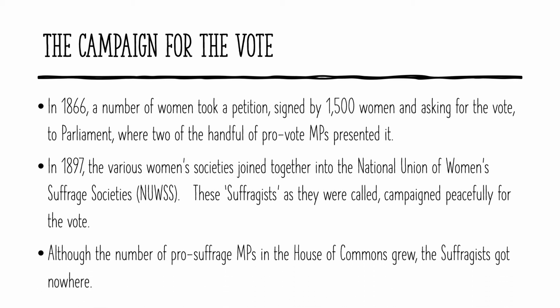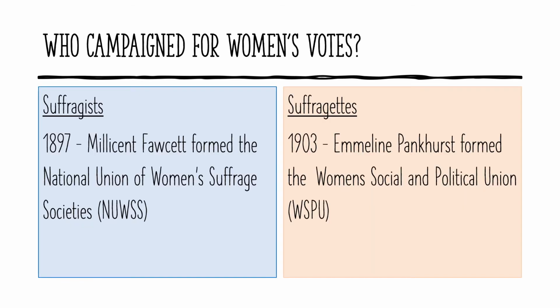And although the number of pro-suffrage MPs in the House of Commons grew, the suffragists didn't really get anywhere. They were quite slow, very methodical, and peaceful. They wanted to meet, they wanted to greet, they wanted to sign petitions, and they were trying to slowly make changes, but it was happening probably a little bit too slow for some.